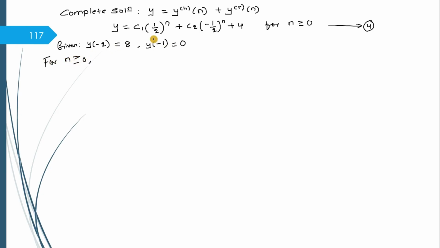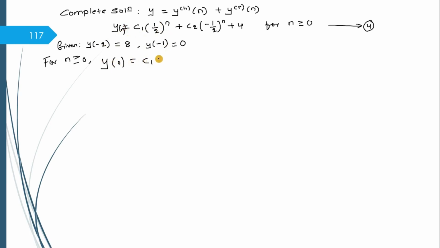So when it is n greater than or equal to 0, u of n is given. So don't directly substitute. Here it is n. Don't directly substitute y of n as y of minus 2, n equal to minus 2, n equal to minus 1. Don't substitute like that. You should start from y of 0. When you start from y of 0 here, what do you get?